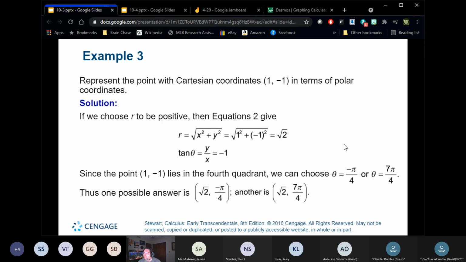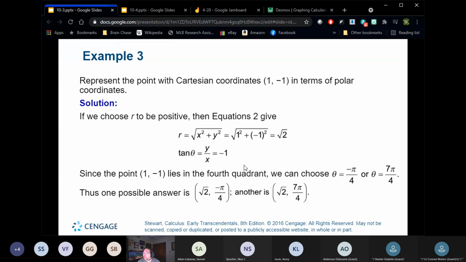Next one we're looking at, we're going to take the Cartesian coordinates and switch it back to polar. So in this one, we have to use r squared equals x squared plus y squared. So we're going to plug in the 1 and the negative 1. So that comes out to be the square root of 2. And then we do tangent of theta is y over x. So we have tangent of theta is negative 1.